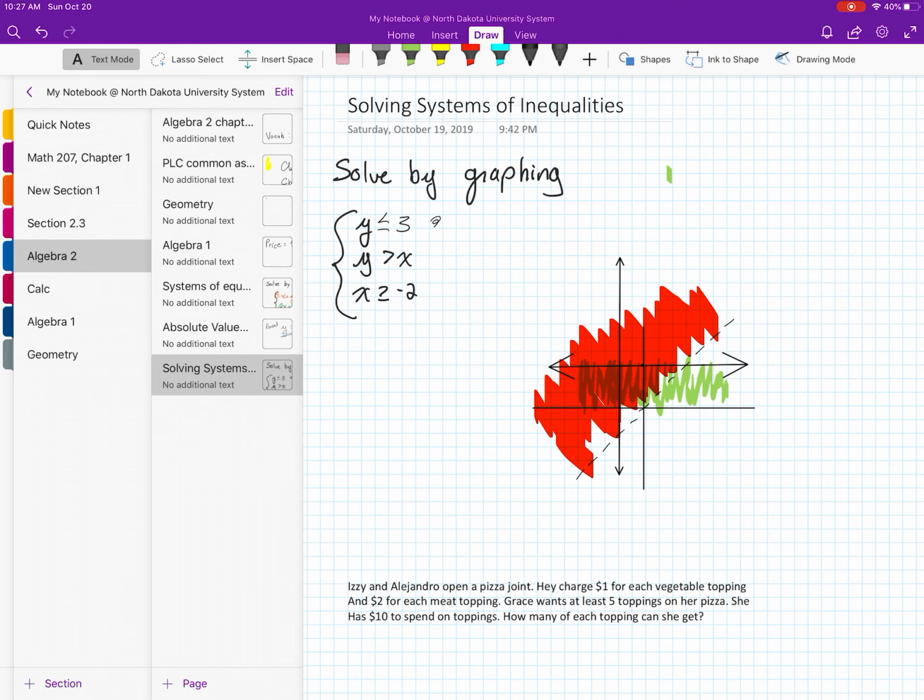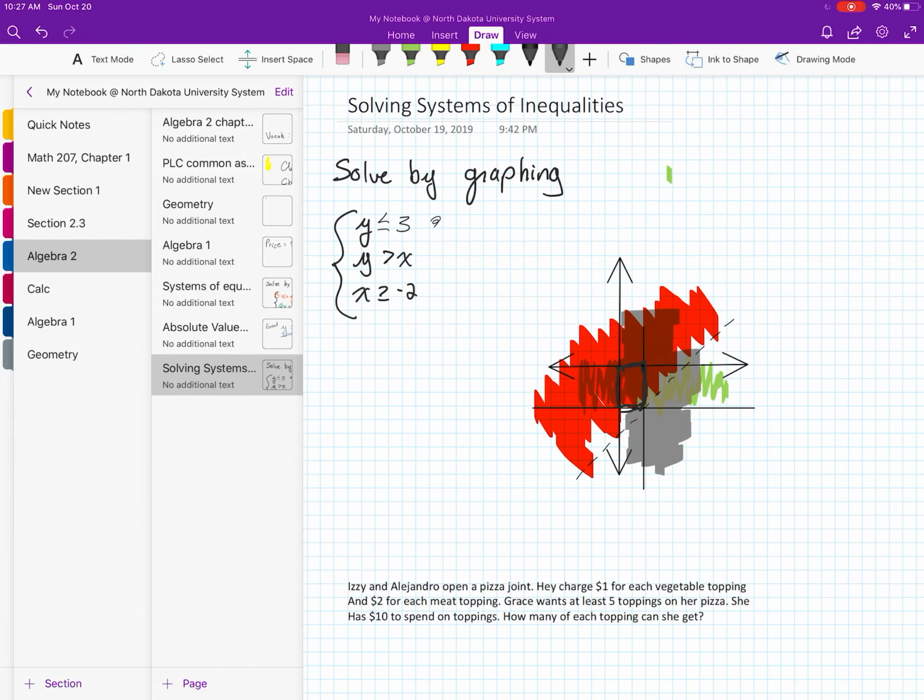And once again, we have to shade. In this case, all things greater than -2. And what color haven't we used? Let's use gray, actually. And we can see that our solution set is somewhere in here, right? We've got quite a bit of overlap there.